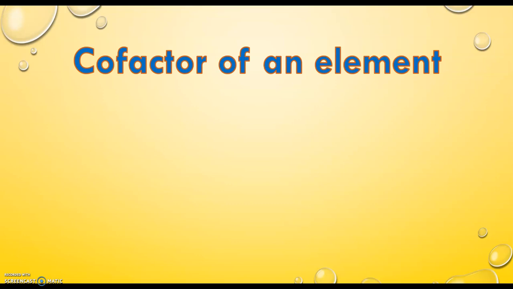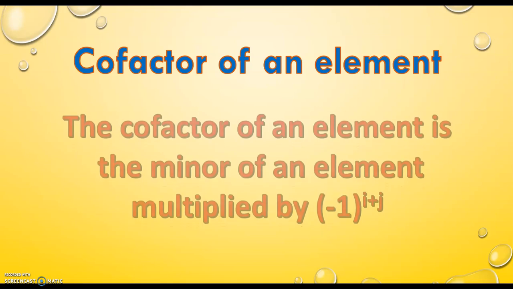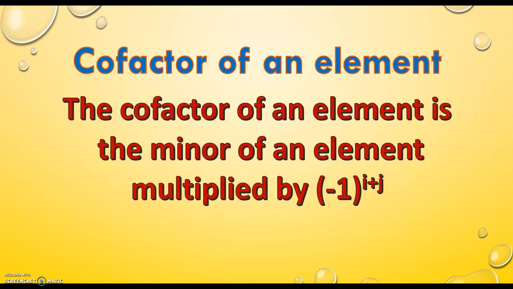So let's now see what is the cofactor of an element. The cofactor of an element is nothing but the minor of an element multiplied by minus 1 power i plus j. We first need to find the minor of an element, which we have already learned. So we need to find the minor of the given element and then multiply that minor with minus 1 power i plus j. The value which we get is called the cofactor.